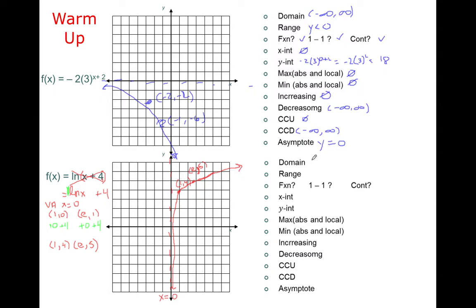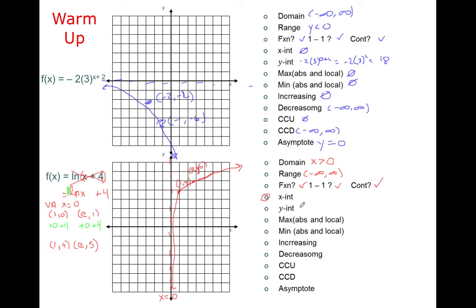The domain of log functions always starts at the vertical asymptote. The range, though, is all real numbers. Remember, it's the opposite of exponential functions. Yes, log functions are a function. Yes, they are one-to-one. And yes, they're continuous once the domain starts. The x-intercept I'm going to leave for a second.